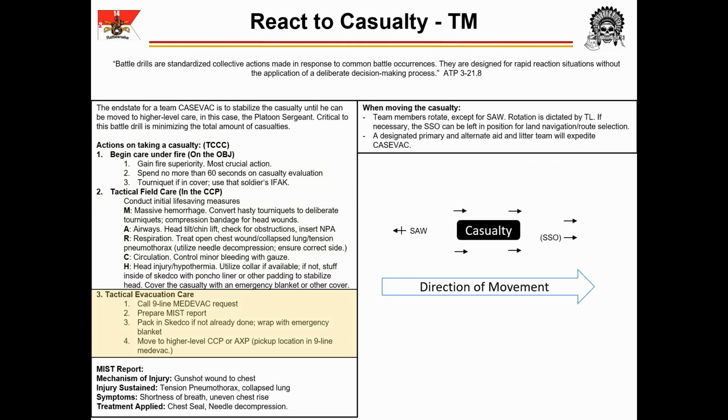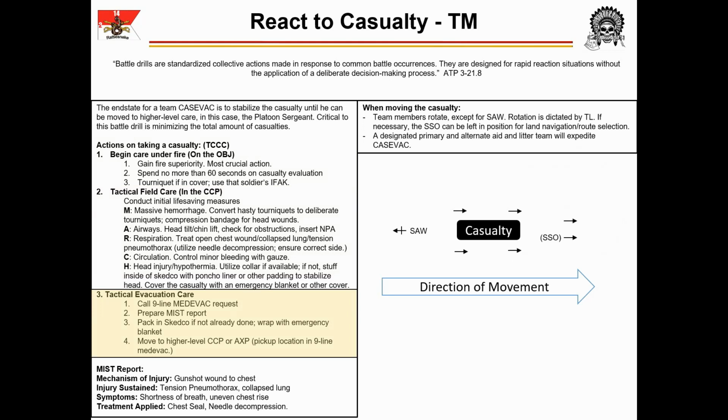In this example, the casualty received a gunshot wound to the chest as the mechanism of injury. The actual injury that the gunshot wound caused was tension pneumothorax and a collapsed lung. The symptoms of this were shortness of breath and uneven chest rise. In order to treat this, the treatment applied by the team was a chest seal and a needle decompression. This would all be compiled on the MIST report and physically handed to the receiving unit so that they understand what action has been taken to aid the casualty.